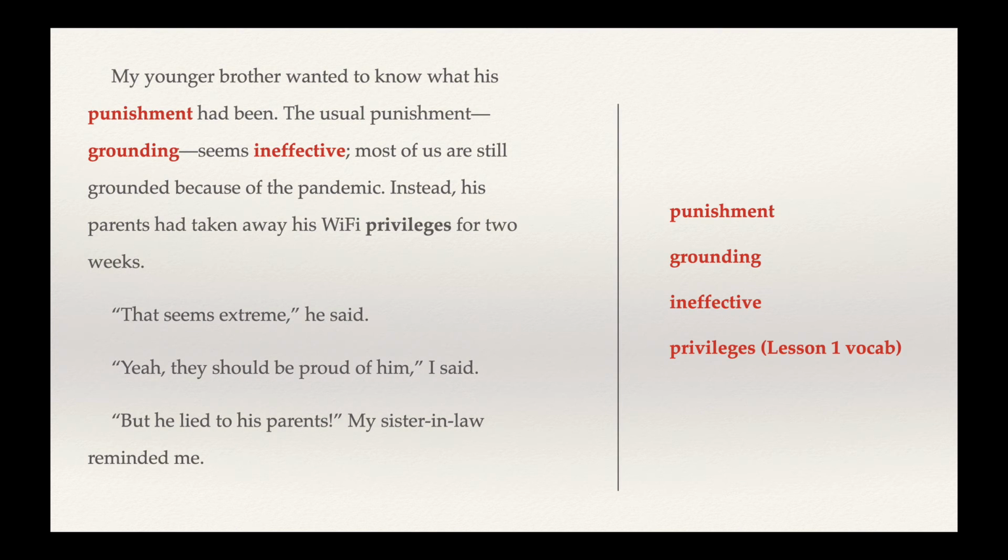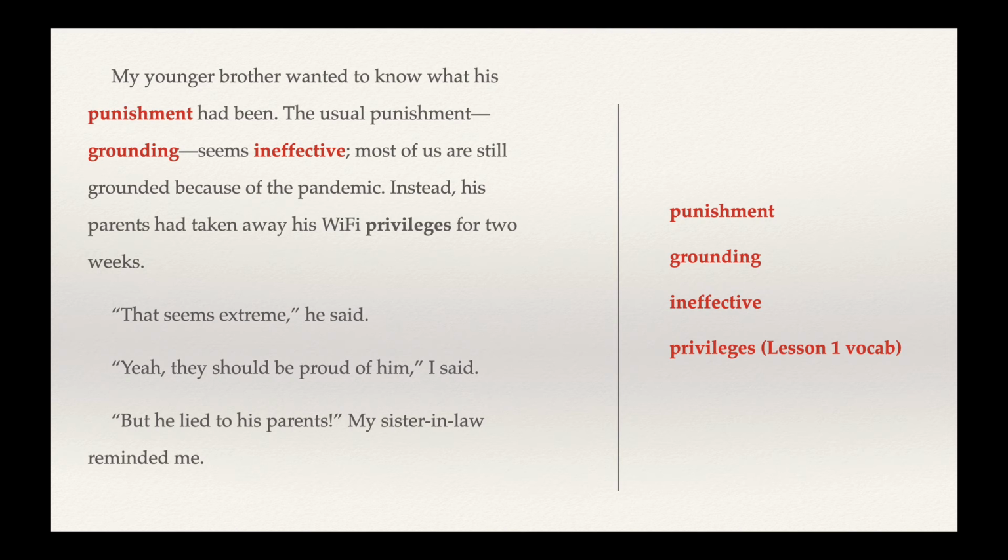All right, so I just picked out 3 words here. Punishment, right? Because punishment is a word that is repeated twice. It's important to know what it means. And we said in the last lesson that punishment is the bad thing that happens to you when you do something bad. So punishment, if you're a criminal, you might go to jail. That would be a punishment. So grounding is not obvious here. Grounding seems ineffective because of the pandemic.